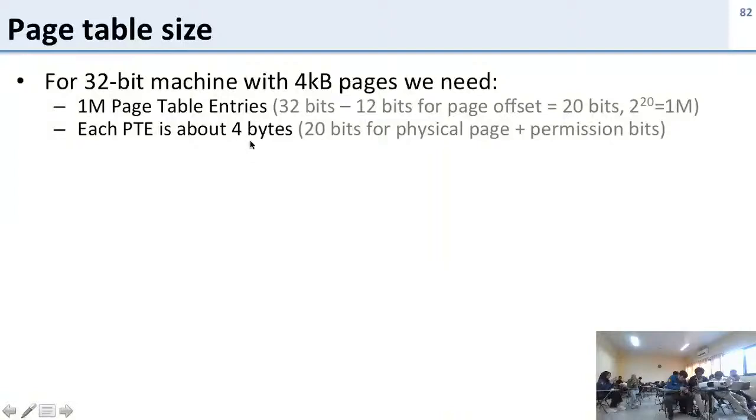We also said that each page table entry is about 4 bytes. So we need about 20 bits for the physical page, and we need some miscellaneous permission bits and the like. So what does this work out to? Well, it works out to 4 megabytes total. So we need 4 megabytes to store a page table.